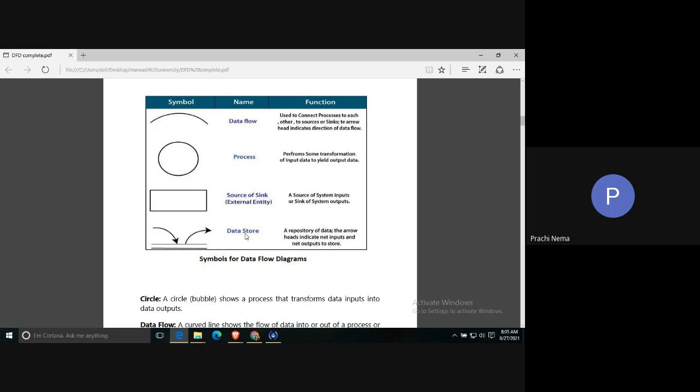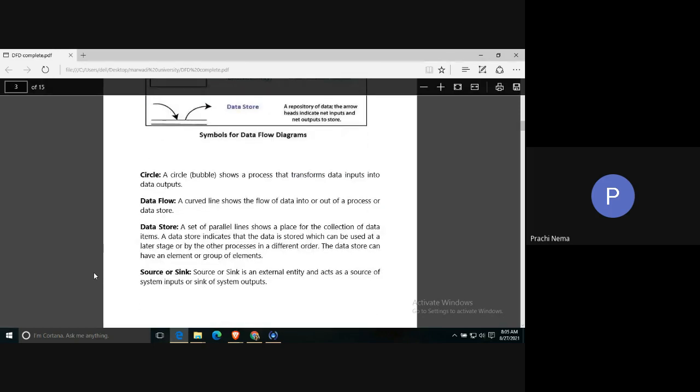Okay. And the last component is data store or database. Database will be represented using two parallel straight lines. Okay, so two parallel straight lines are going to represent data store or repository of data. These four components or symbols we are going to use in a DFD diagram: a line, circle, rectangle, and two parallel straight lines.